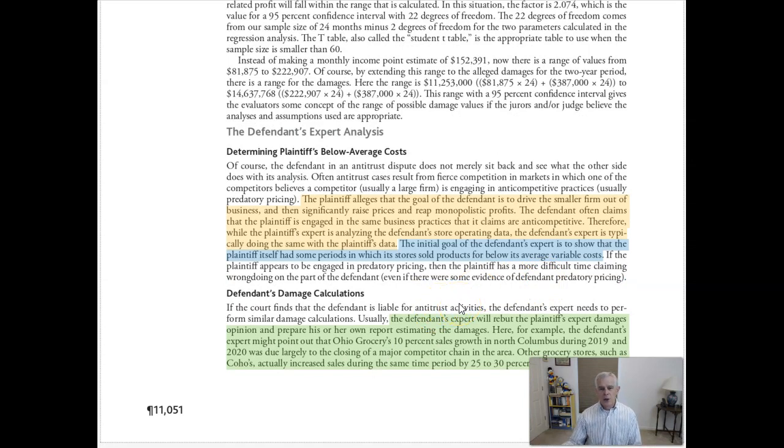Now the defendant, they don't show all the defendant's calculation numbers in this problem, but the plaintiff is trying to show the defendant was trying to drive out businesses, and the prices were unreasonably low, below average variable cost. But the initial goal of the defendant's expert is to show that the plaintiff itself had some periods in which a store sold products below average variable cost. So if the plaintiff is doing the same thing as they're alleging the defendant did, then is there really harm being done? It just talks about what the defendant will do. You can read through here.